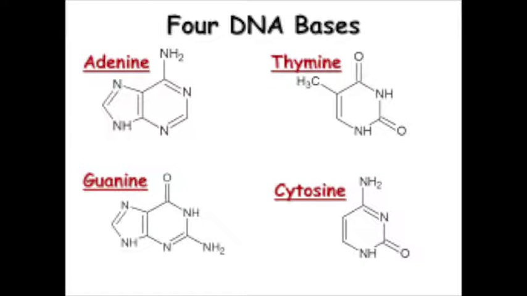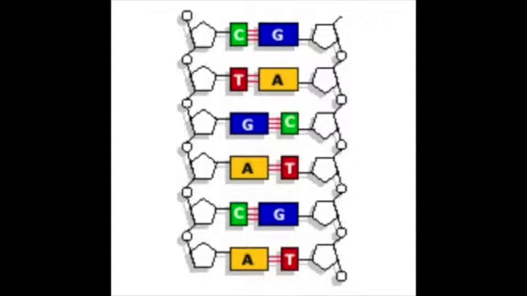Single-ringed ones are thymine and cytosine. The double-ringed ones are adenine and guanine. A specific single ring pairs with a specific double ring structure. Adenine always pairs up with thymine, and guanine always pairs up with cytosine.